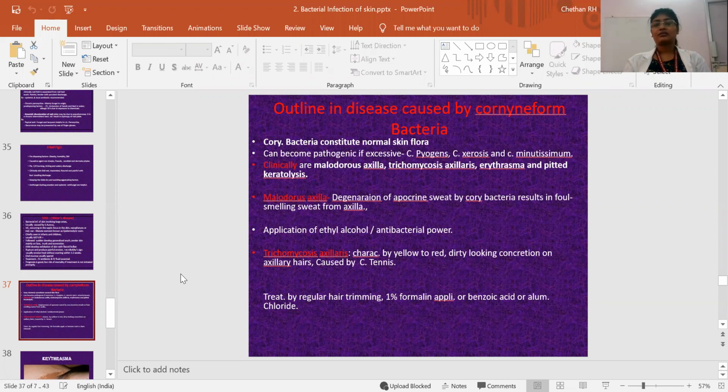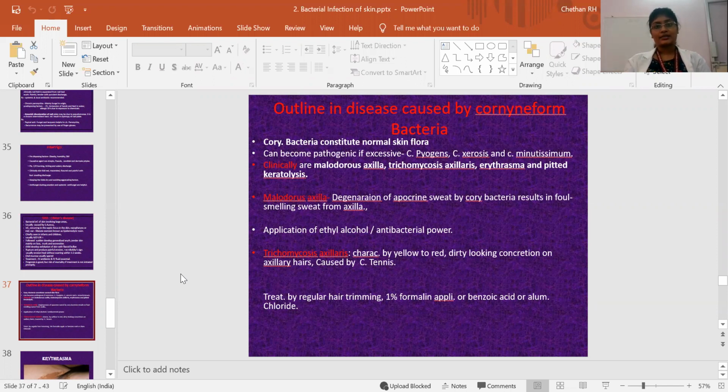Clinically, the patient presents to you with a malodorous axilla, trichomycosis axillaris, then erythrasma and pitted keratolysis. All these features can be present. Pitted keratolysis is that spot-like pitting which you can see. Erythrasma will present usually as a hyperpigmented erythematous plaque over the axillae.